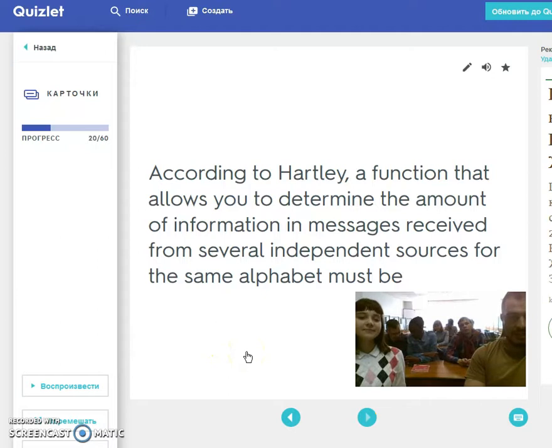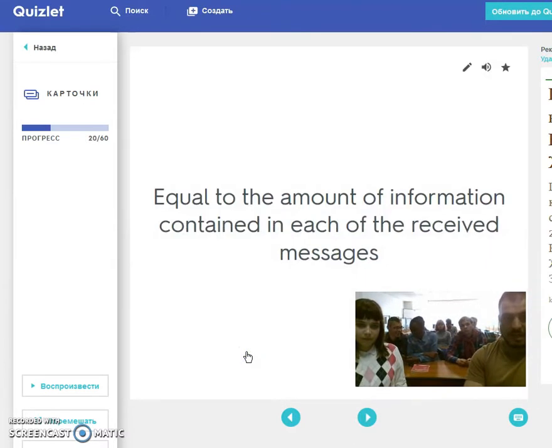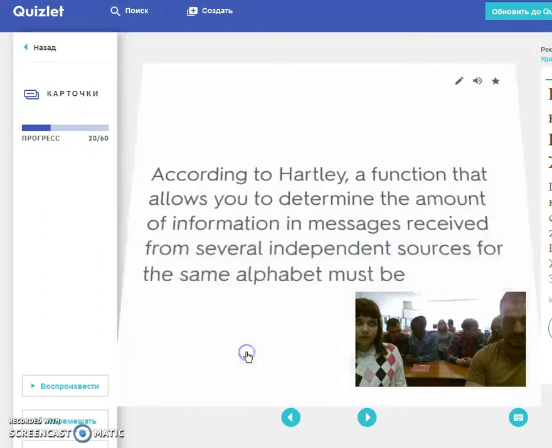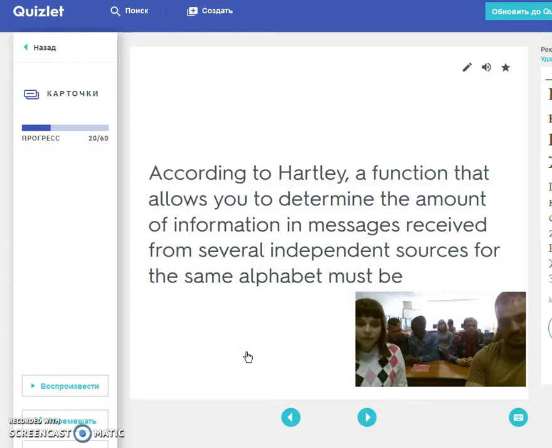According to Hartley, a function that allows you to determine the amount of information in messages received from several independent sources for the same alphabet must be equal to the sum of the amounts of information contained in each of the received messages.